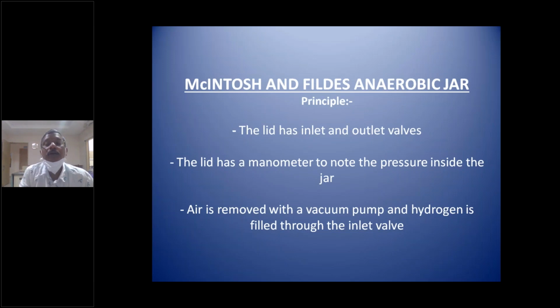This is about the McIntosh and Fildes anaerobic jar to grow anaerobic bacteria, particularly non-spore-forming anaerobic bacteria like lactobacilli, bifidobacterium and others. There are many anaerobic bacteria in the intestine and the oral cavity, and these will grow in the jar. Some facultative anaerobic bacteria like streptococci and Haemophilus will also grow in this jar.